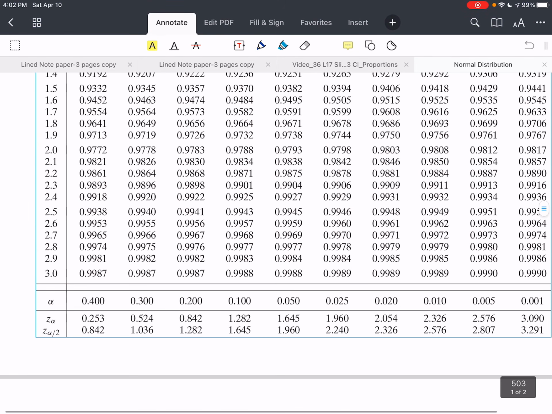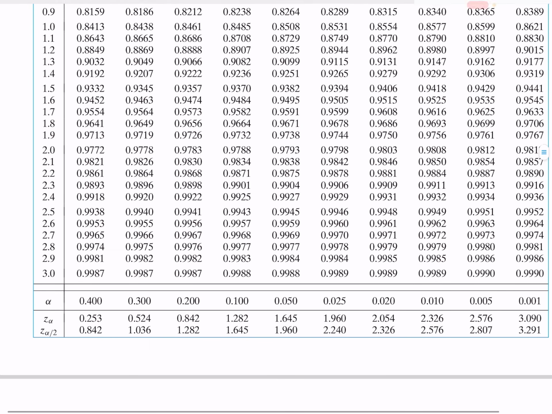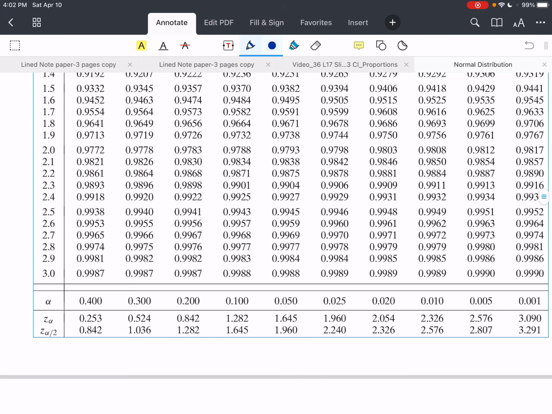But I also wanted to point out that we have z sub alpha, or z sub alpha over 2, if this is alpha. They give this for alpha equals 0.1. That's what we have. And so this is 1.645. Okay.